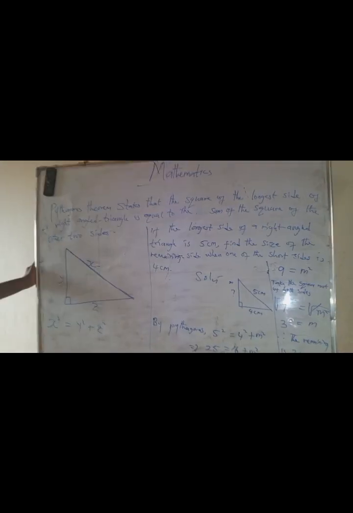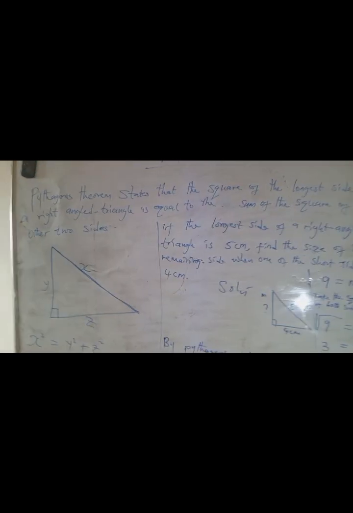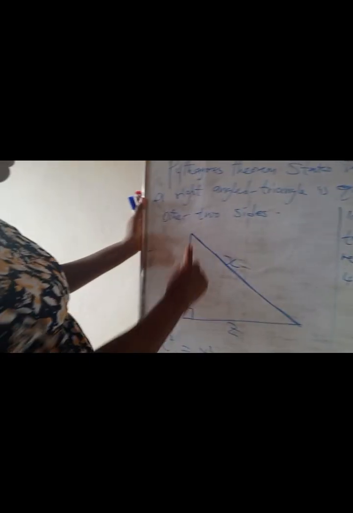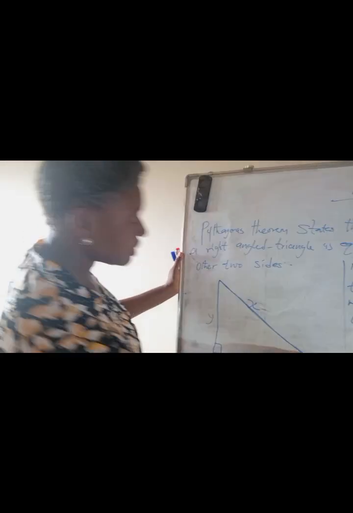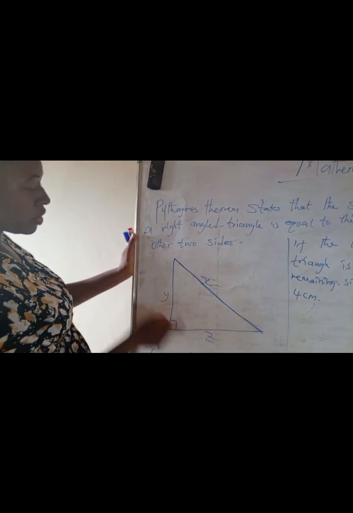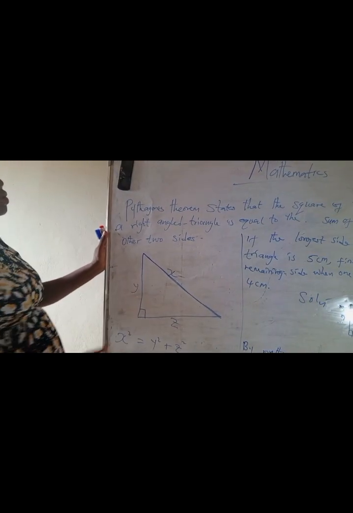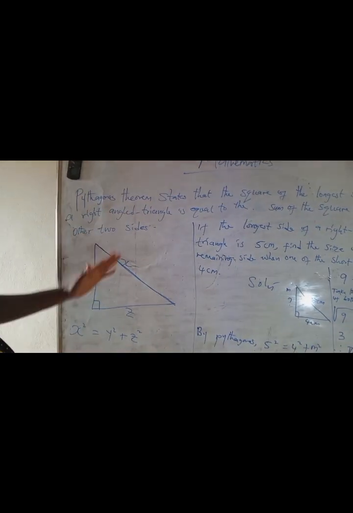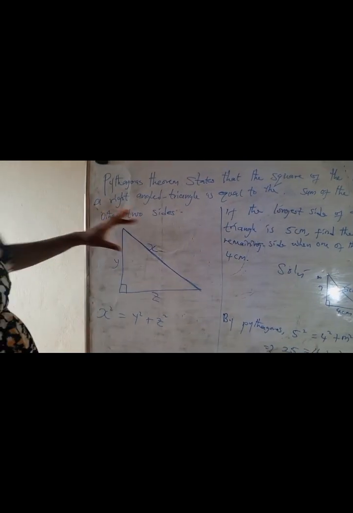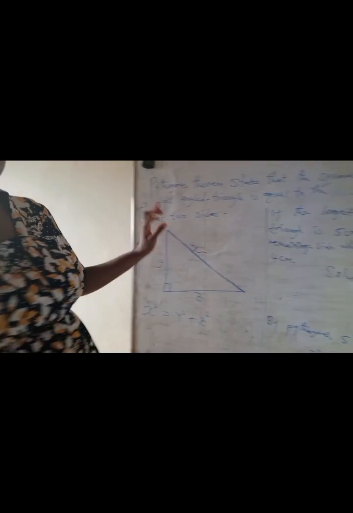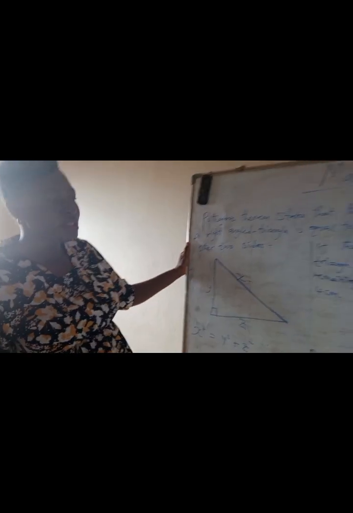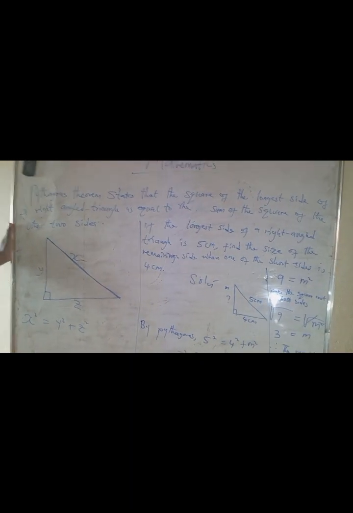So this is how you solve your Pythagoras. It's a very simple question. Whenever it concerns a right angle triangle, the square of the longest side is equal to the sum of the square of the other sides. So anytime you see a right angle triangle and you have two sides given, then you use Pythagoras to find the remaining side. I hope with this you can solve questions on Pythagoras theorem.